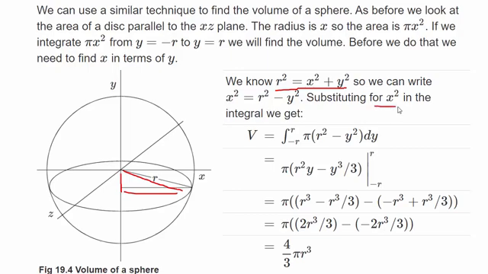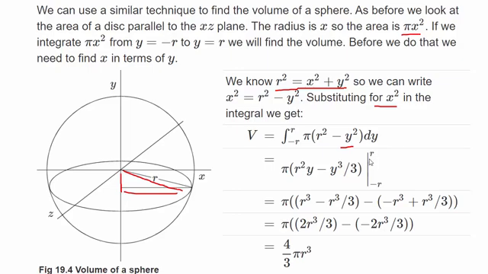So if we substitute this for pi x squared, we're going to get the integral from minus r to plus r of pi (r squared minus y squared) dy. r is a constant, which means that the integral of the first term is going to be r squared y. y squared obviously is a variable, so the integral of that is going to be y cubed over 3.